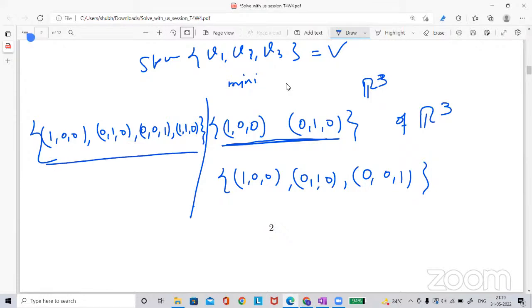Is this a minimal spanning set? Let me finish this one. No, sir, because the fourth one is dependent on the first two.